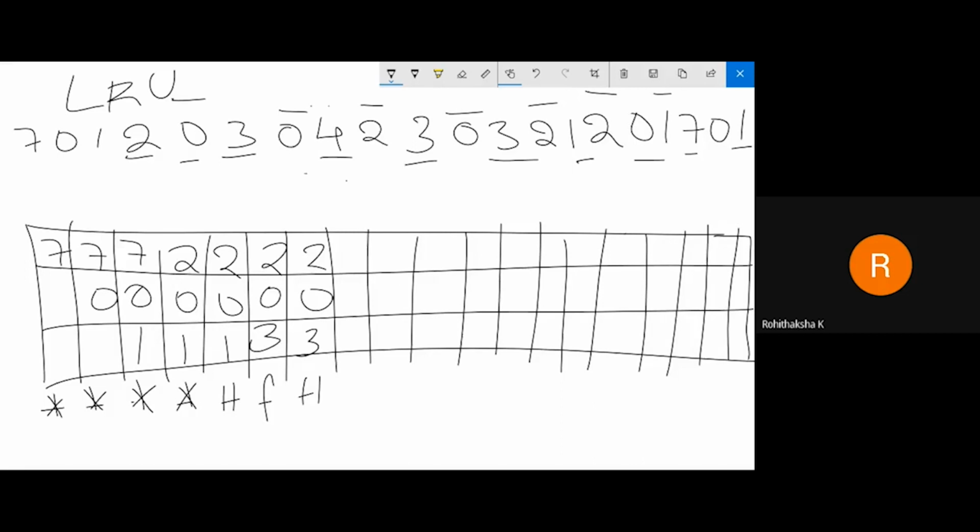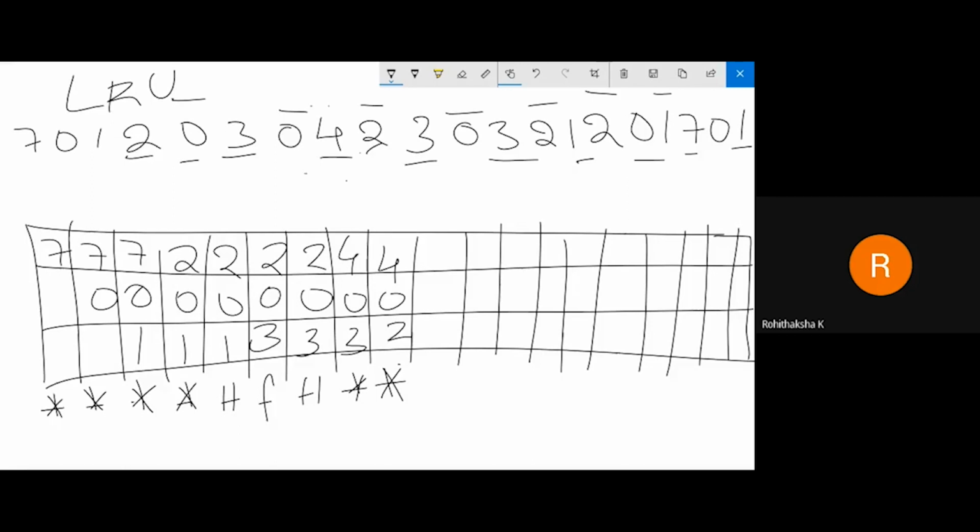0 has occurred previously before 4, 3 is there and 2 is not there. So I'll just say 4 0 3 and mark it as a page fault. So next one is 2. Is 2 there? No. If you look at the page numbers, 4 is occurring before 2, and 0 is occurring before 4, and 3 is the last one. So replace it with 3. So 4 0 2, and this is a page fault.